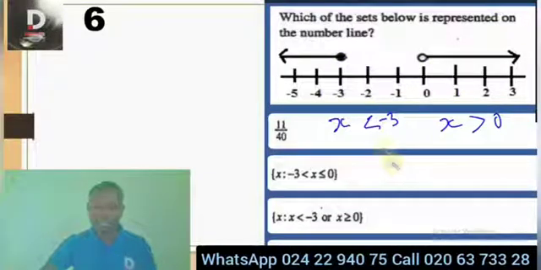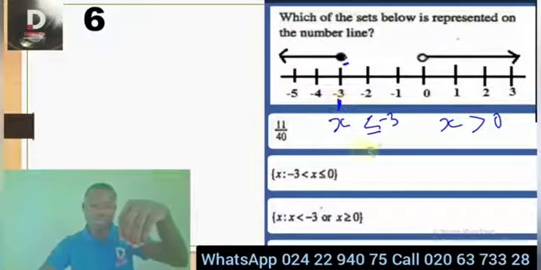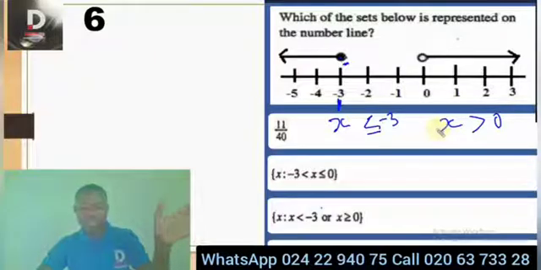If it's shaded, it means you put an equal sign. It means that element is inclusive. So -3 is inclusive. That's why you put an equal sign when it's shaded. When it's not shaded, it means it's not inclusive. So the left numbers are always less. So x values are less than or equal to -3.